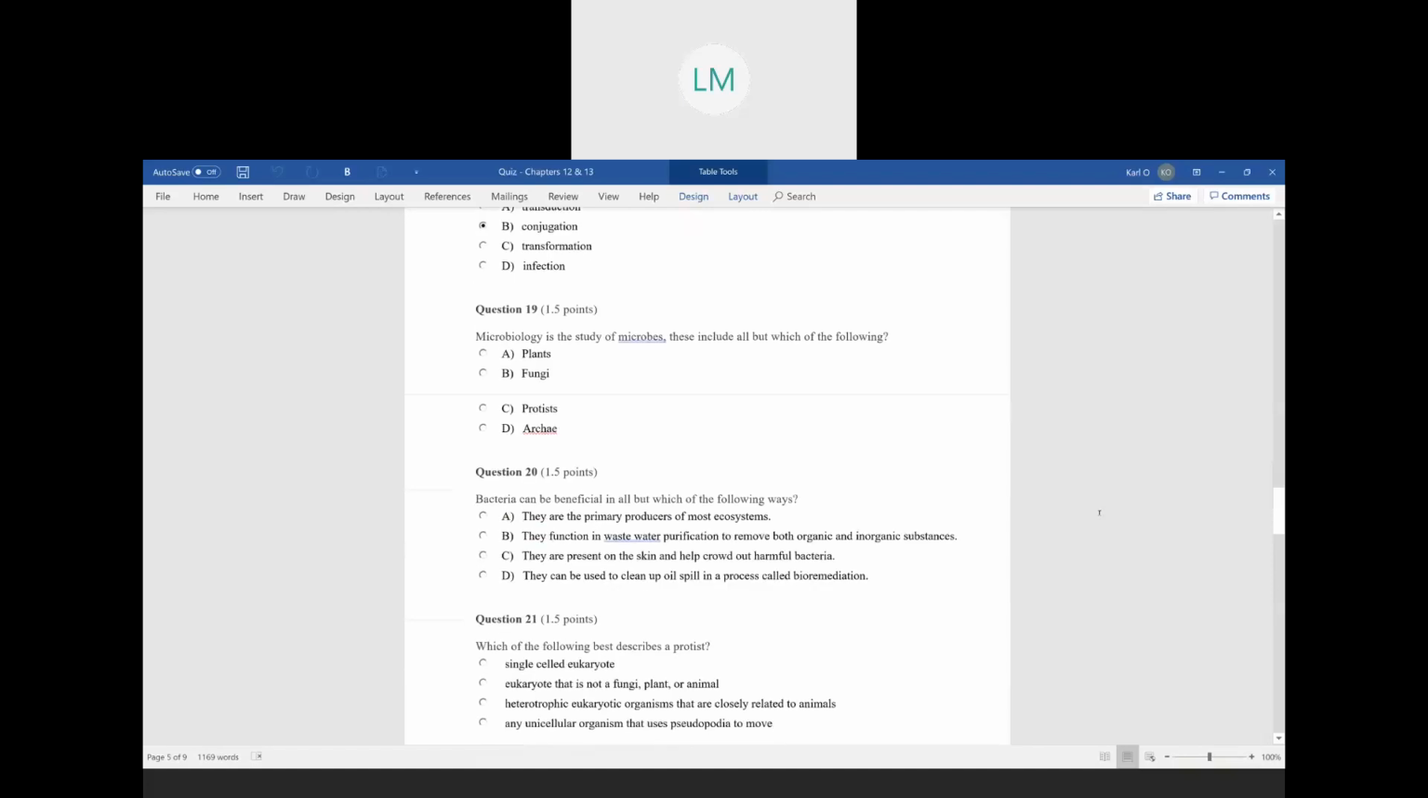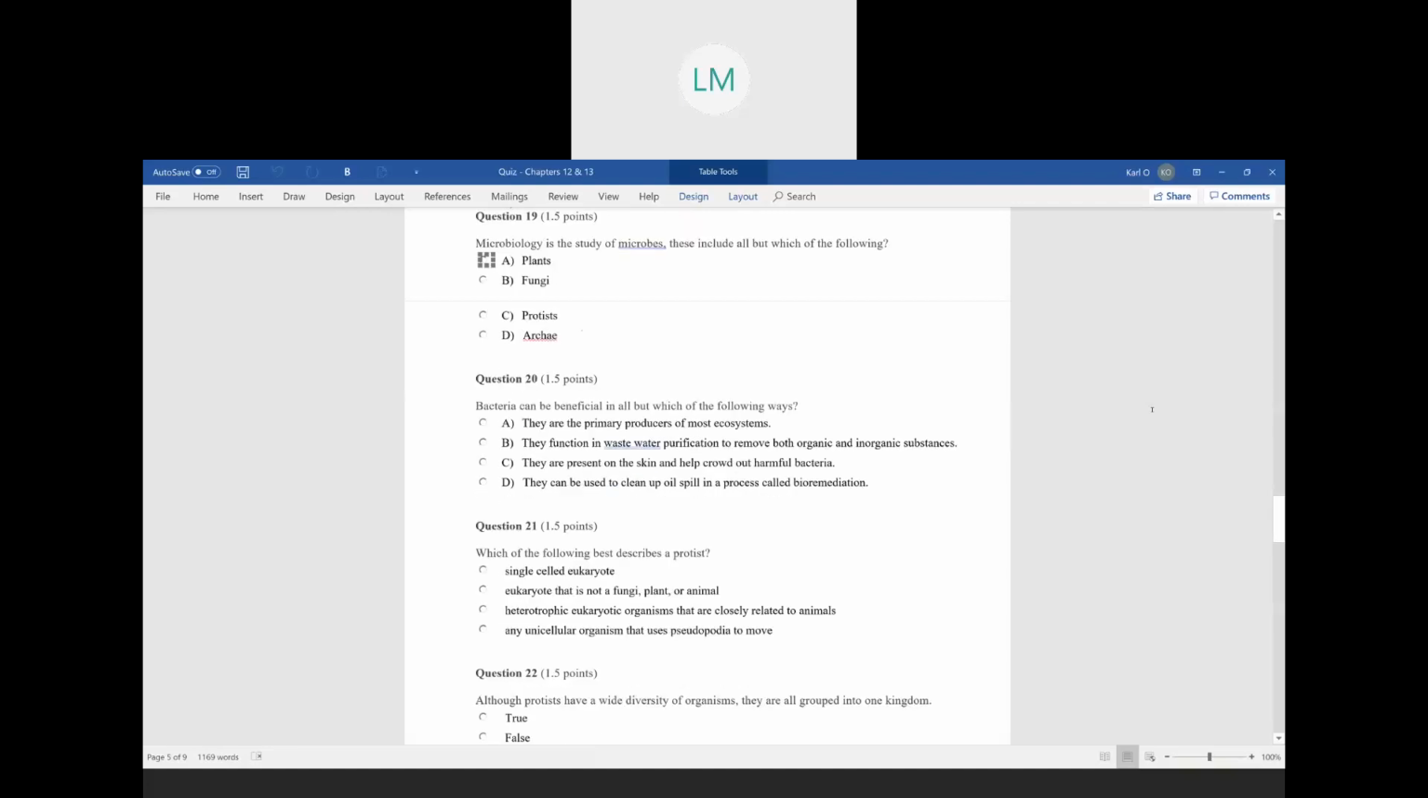Question 19. Microbiology is the study of microbes. So this is a few different things. It includes all of the following except for which one. So archaea, those are going to be a microbe. Protists are a microbe. Fungi are a microbe. Plants are not. Okay, and not all of the fungi and protists are microbial, right? We do have some much larger fungi and larger protists, but there are microbial strains of fungi and protists as well. So plants are not included in microbiology at all.